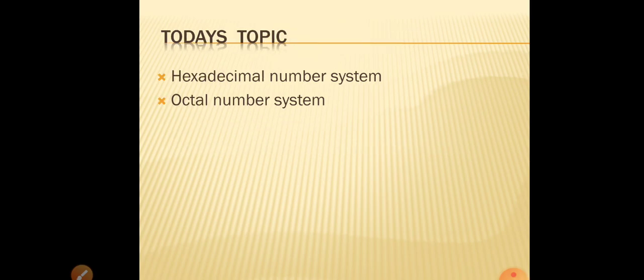And today's topics are the hexadecimal number system and the octal number system. So just tell me, what is the hexadecimal number system? The name itself indicates that hex means 16. It uses 16 types of digits to represent the number system, and the octal number system uses 8 types of digits to represent the number system.